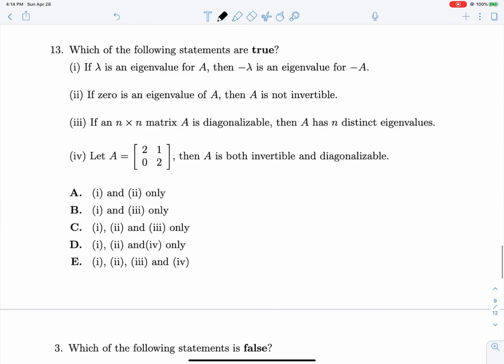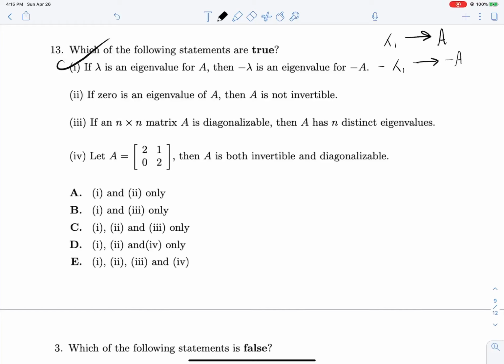Okay, yeesh. 13, which of the following statements are true? If lambda is an eigenvalue for A, then negative lambda is an eigenvalue for negative A. So here's a nice little fact. If lambda 1 is an eigenvalue of A, then C times lambda 1 is an eigenvalue of CA, where C is any non-zero, maybe it could also be 0, but for our purposes, non-zero constant. So if C is equal to negative 1, then this condition holds exactly. So there we go.